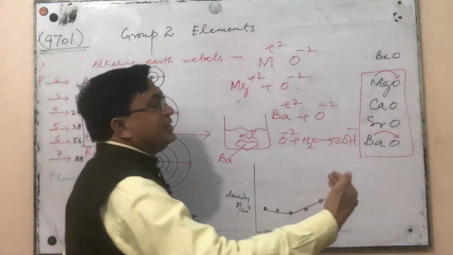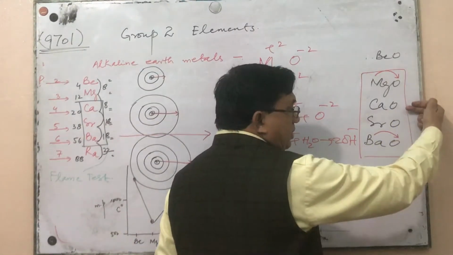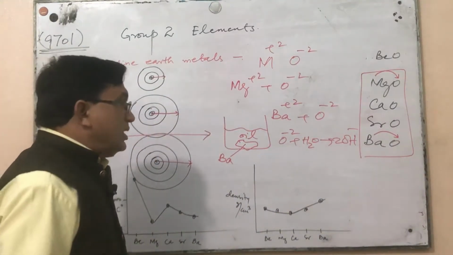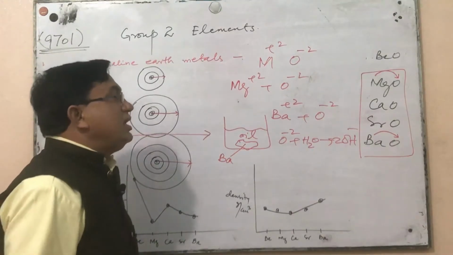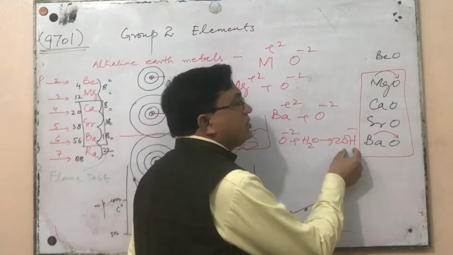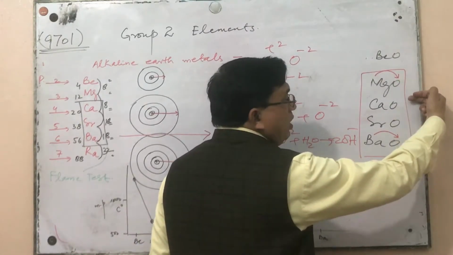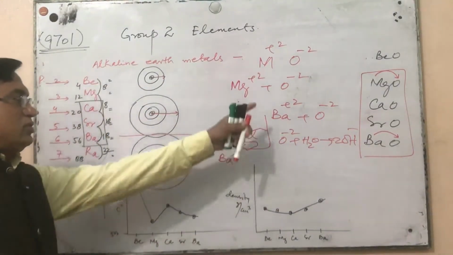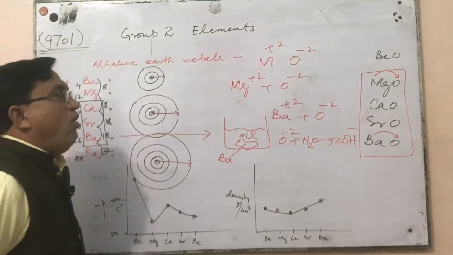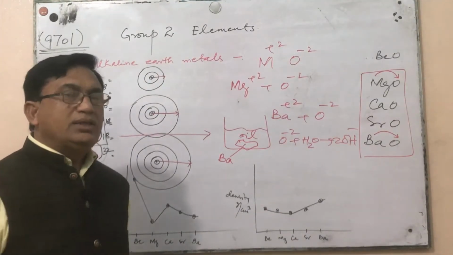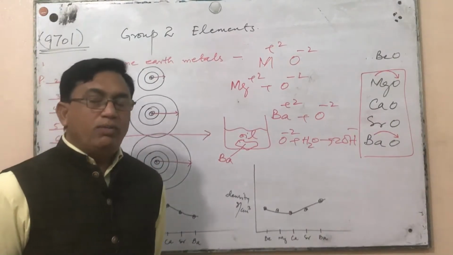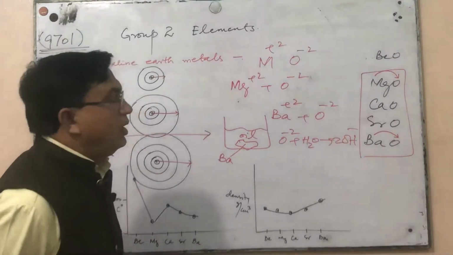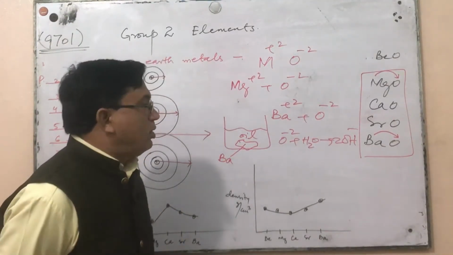In other words, we can say that from top to bottom, these oxides of group 2 metals become more and more basic or alkaline in nature. It means if they are producing more hydroxide ion, automatically their solubility is also increasing, due to which we can say that the nature of group 2 metal oxides is becoming more alkaline from top to bottom. And similarly, we can also say that the solubility of the group 2 metal oxides is increasing from top to bottom.